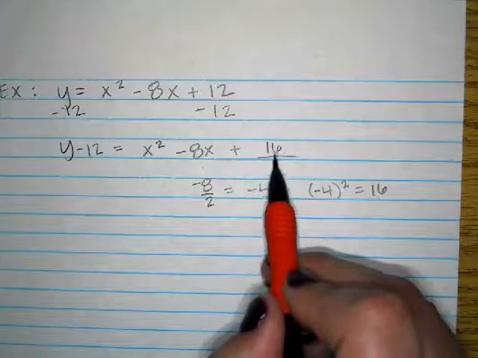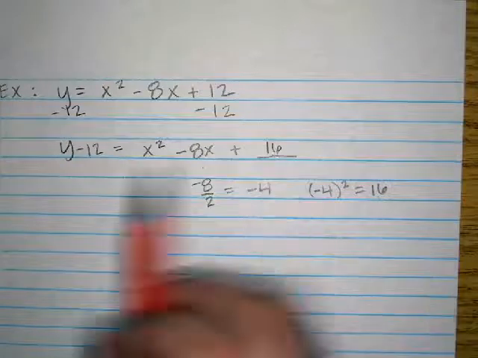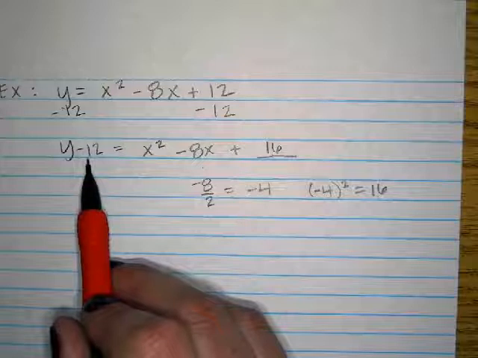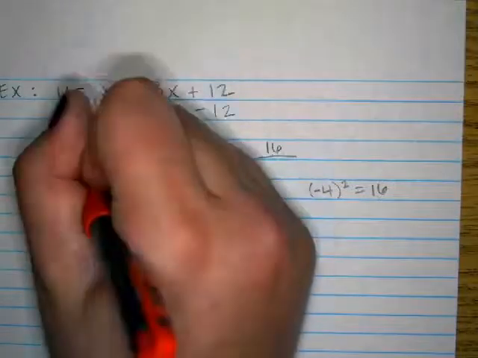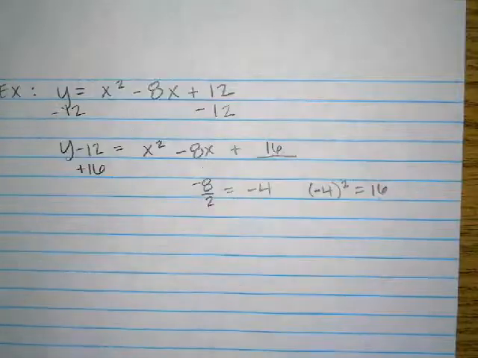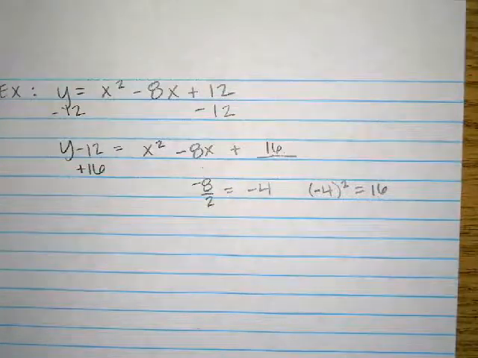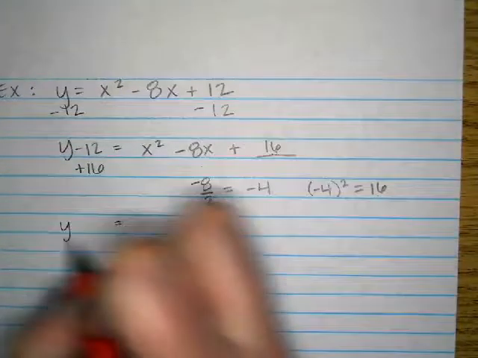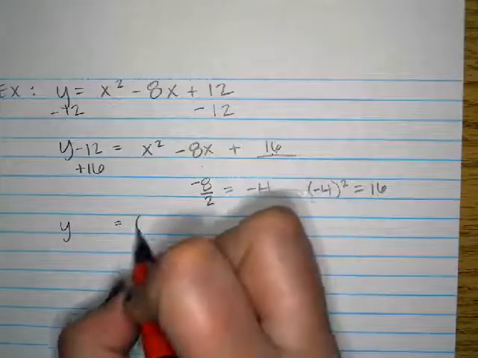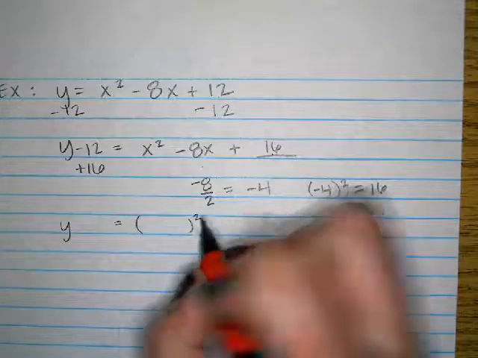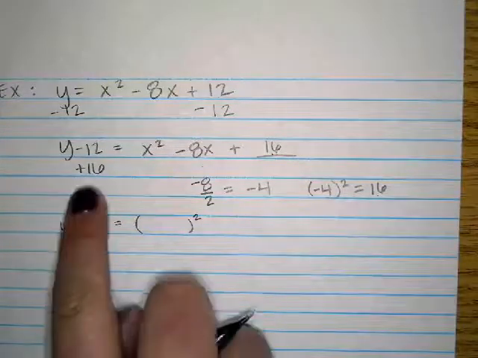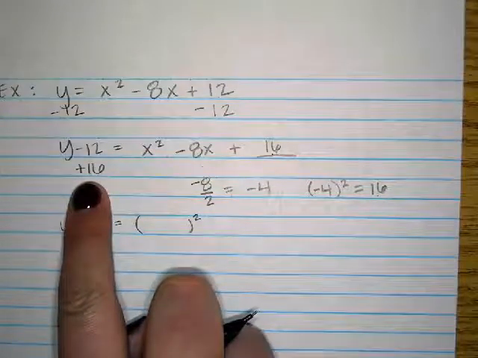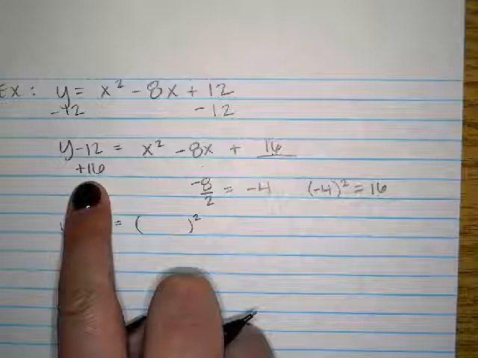If I put a positive 16 on the right, what do I have to do to the left to balance out the equation? Add a 16 there as well. So whatever I do on the right, I have to do the exact same thing on the left. Okay? So at this point, I have a y with a number, and then I have a little set of parentheses squared. So if I look at the numbers, I have a negative 12 and a positive 16. And what does that give me? A positive 4.